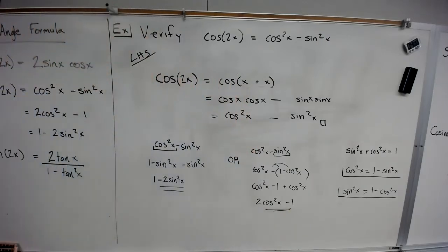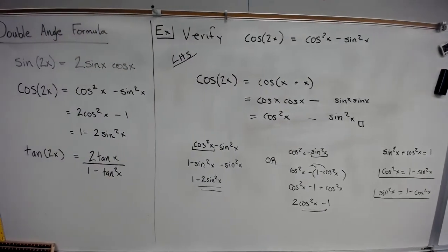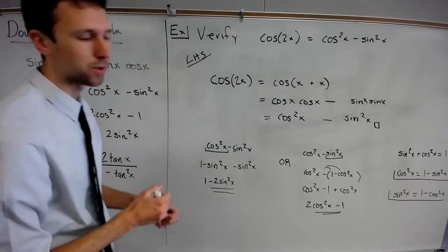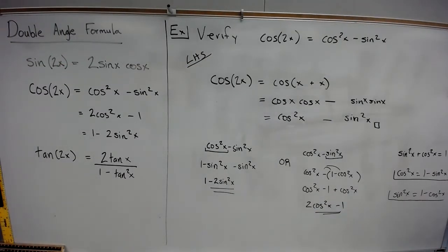Okay, so these are equivalent ways to write cosine of 2x. There are 3 different ways to write it, and we just proved that true. And the vehicle for that, again, is this Pythagorean identity formula.